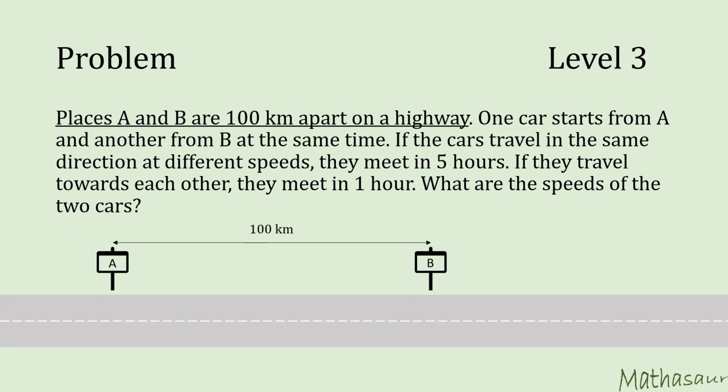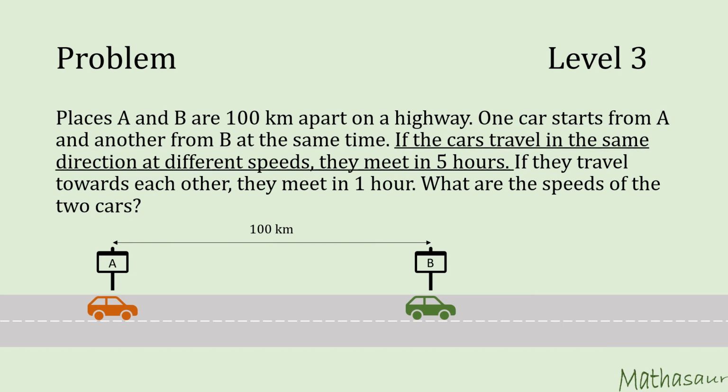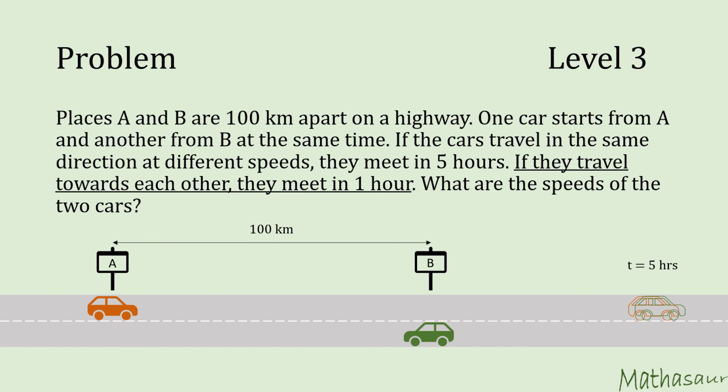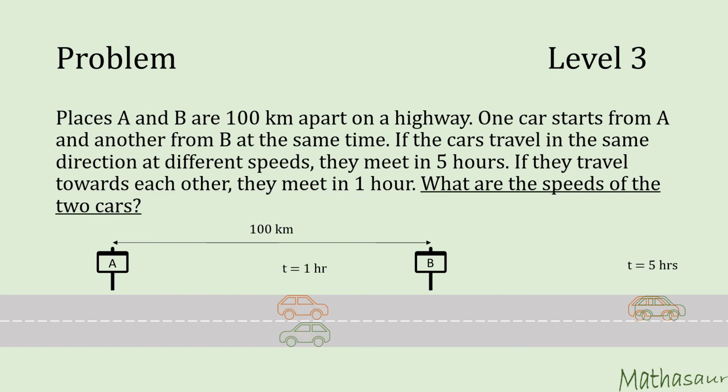So we are given two places A and B which are 100 kilometers apart and one car is standing at each place. Now they are going to travel in the same direction and meet in 5 hours. In the second case, they are traveling towards each other and they meet in 1 hour. Now what are the speeds of the two cars? Let us assume that the speed of the orange car or car standing at place A is u kilometers per hour. And let us assume that the speed of the green car or the car standing at place B is v kilometers per hour.